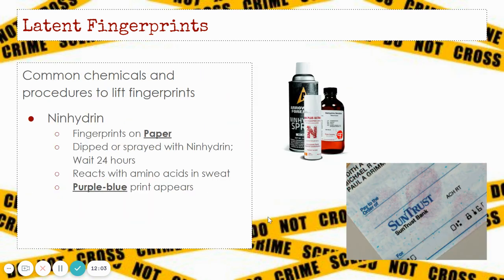There are also processes called fuming. So fuming is when we use different chemicals in different situations to visualize a print. So we could have ninhydrin fuming. This is for fingerprints that are left on paper.